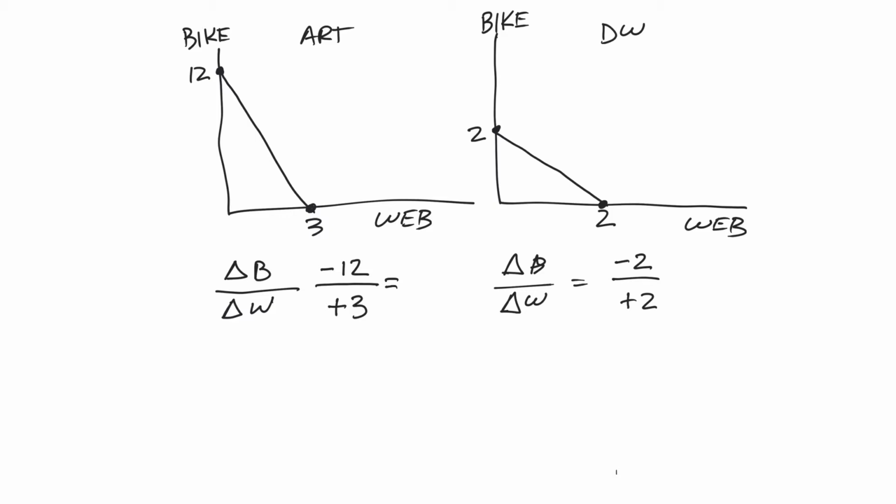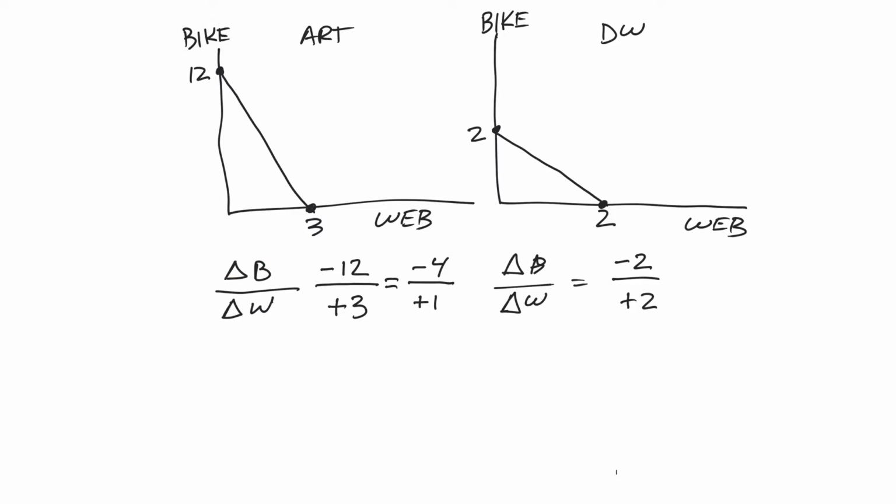What's minus 12 divided by 3? Well, it is going to be -4, right? Now, we don't usually put the 1 down here, but to help us analyze it, I'm going to put it there. There's a 1. So one web page for Arthur costs him 4 bike repairs.